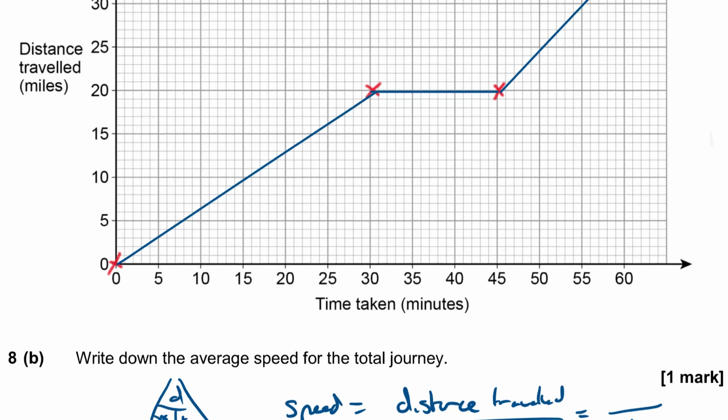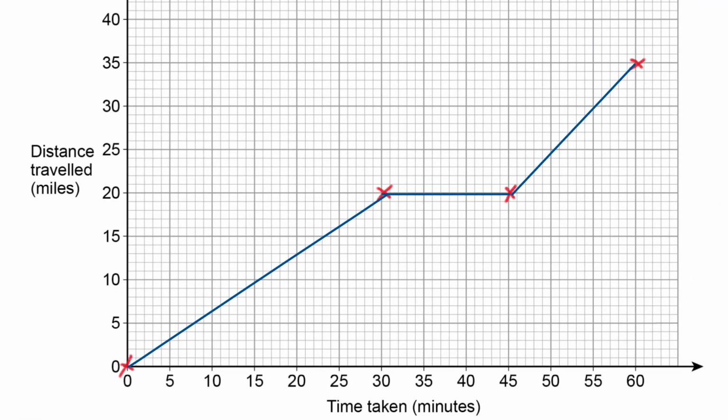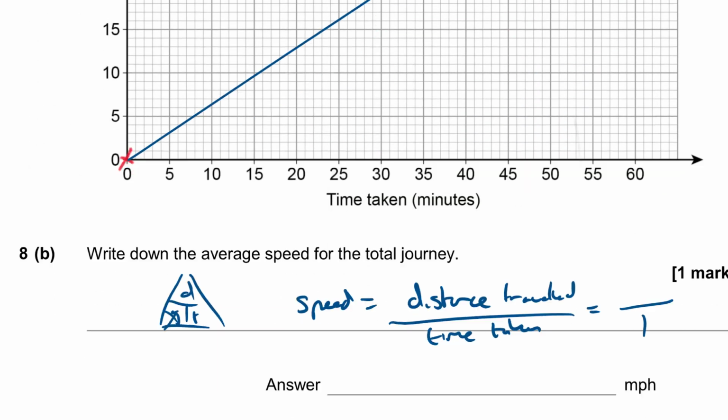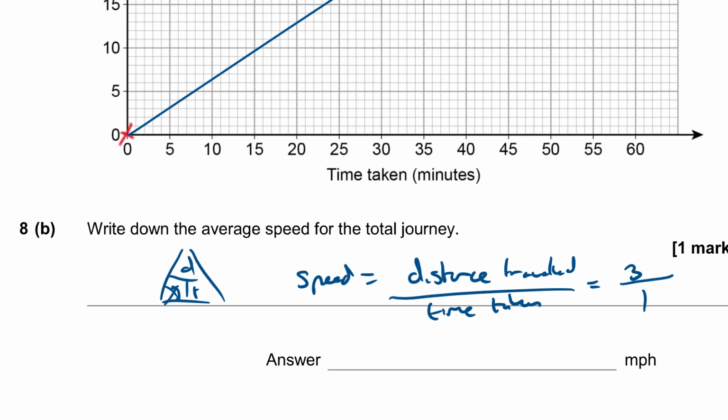So how much distance did she travel then? She started at 0 and ended up at 35. So she's travelled a total distance of 35 miles in 1 hour, giving her an average speed for the entire journey of 35 miles per hour.